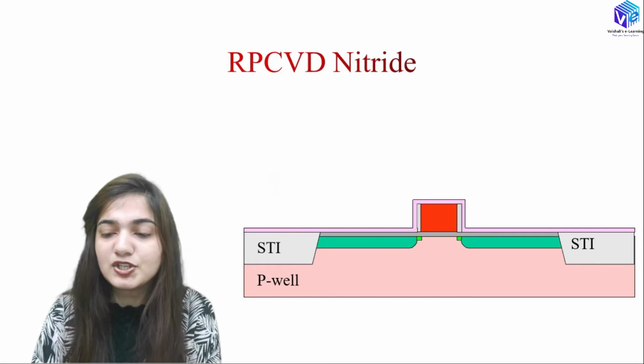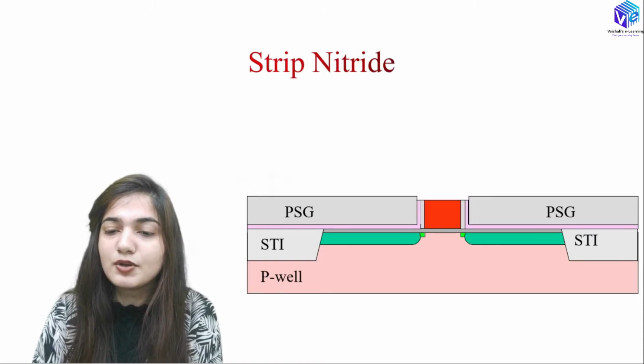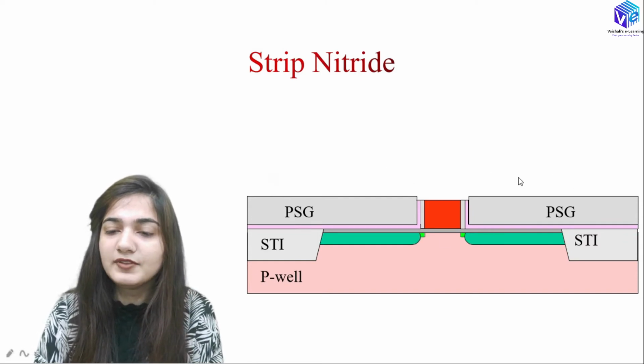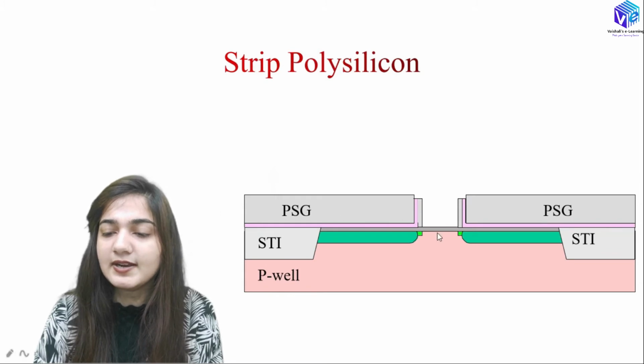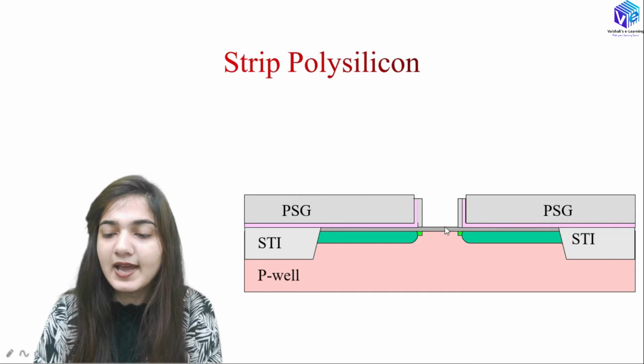So for the deposition of the nitride layer, after that we will be having the chemical vapor deposition of the phosphosilicate glass over here, right? You can see over here. After that we are going to strip off the nitride layer. You can see here we have stripped off the nitride layer, and after that we can strip off the polysilicon layer here as well. So this is how we are going to form the self-aligned gate.